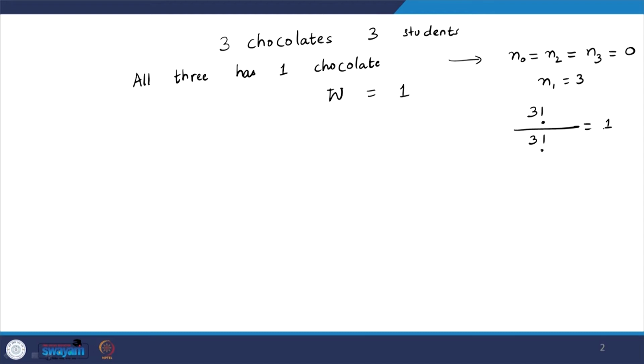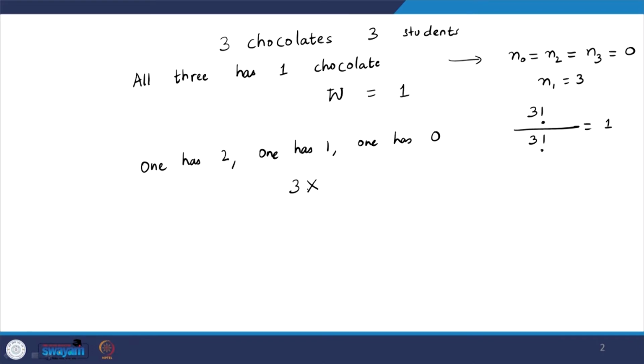On the other hand, if in the same example we consider that 1 has 2 and 1 has 1 and 1 has 0, what you will find is that in 3 ways I can find the person having two chocolates, and now I have 2 students remaining.